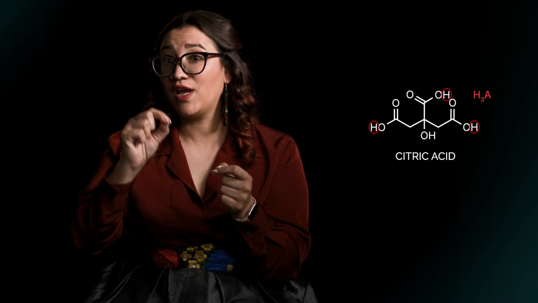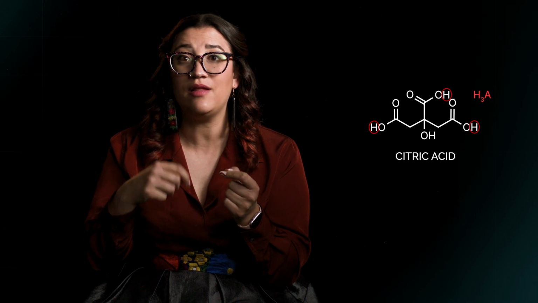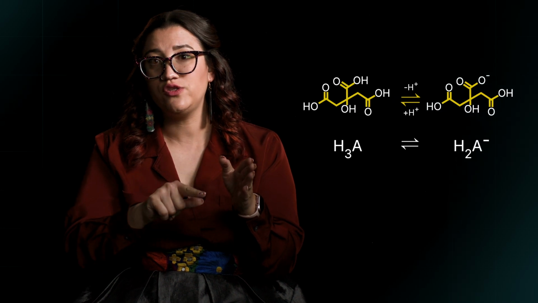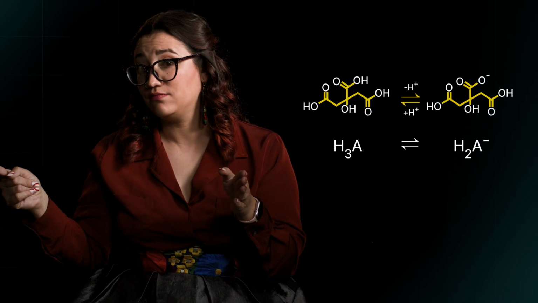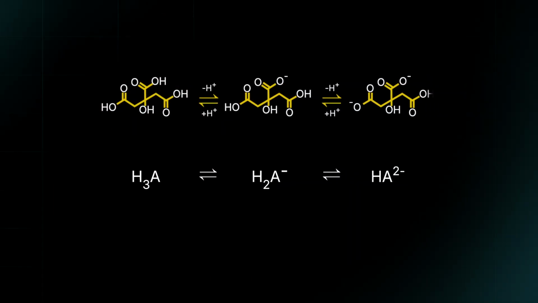When you titrate a polyprotic acid like citric acid, it loses its labile protons in stages. This means the easiest proton to remove is neutralized first, followed by the second, and then the third. Let's break it down visually to make it easier to understand. The titration happens in stages. H3A goes to H2A-. H2A- goes to HA2-.